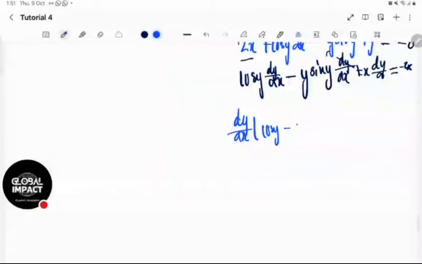Okay, you're going to have minus y sine y. What would you say here? Plus x again. This is equal to negative 2x. So here, what would you get?